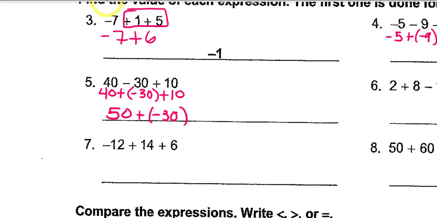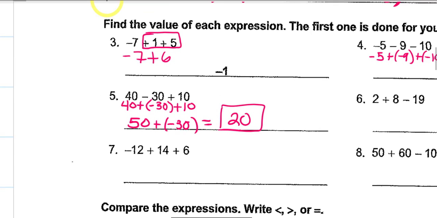And 50 is positive, the 30 is negative. My signs are different, so I subtract 50 minus 30. That's going to give me 20. And you use the sign of the larger value, absolute value, which would be the positive 50 is carrying the positive sign, so my answer will carry the positive sign.